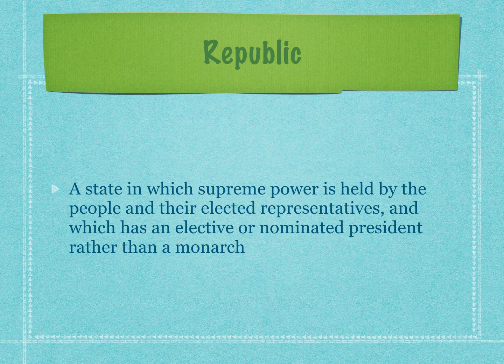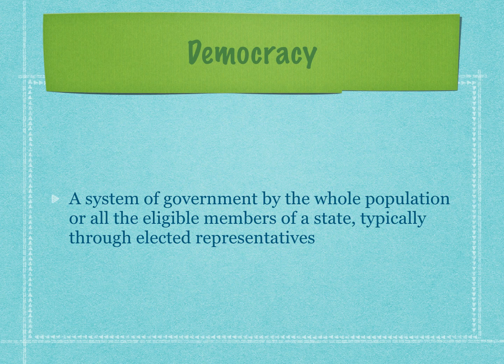So you have a republic, which is a state in which the supreme power is held by the people and their elected representatives, and which has an elective or nominated president rather than a monarch. So when you hear monarch, like the king or queen, like England has. Then you have a democracy, which is a government that's by the whole population or all eligible members of a state, so people who can vote, and they're typically through elected representatives.